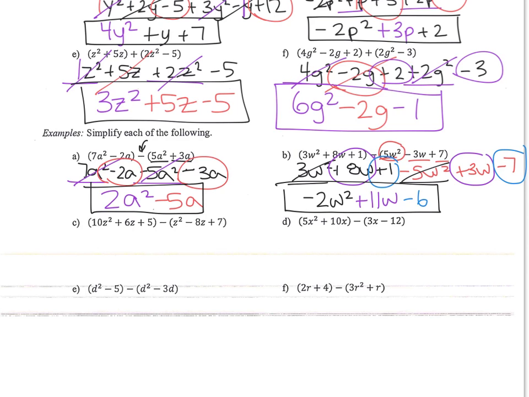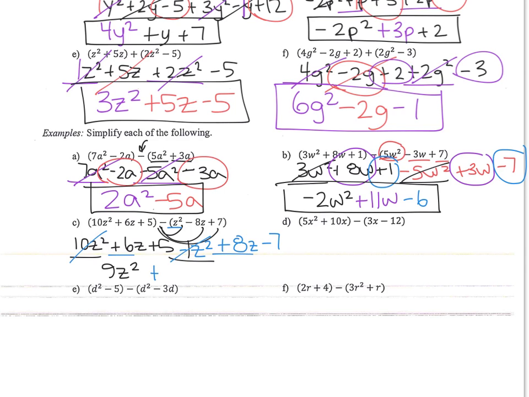And then letter C, distribute this negative through. So it's 10z squared plus 6z plus 5. And now it's going to be a negative z squared. It's going to be a positive 8z. It's going to be a negative 7. So you're going to have 10z squared minus z squared. That's 9z squared. 6z and 8z is 14z. And then 5 minus 7 is negative 2.